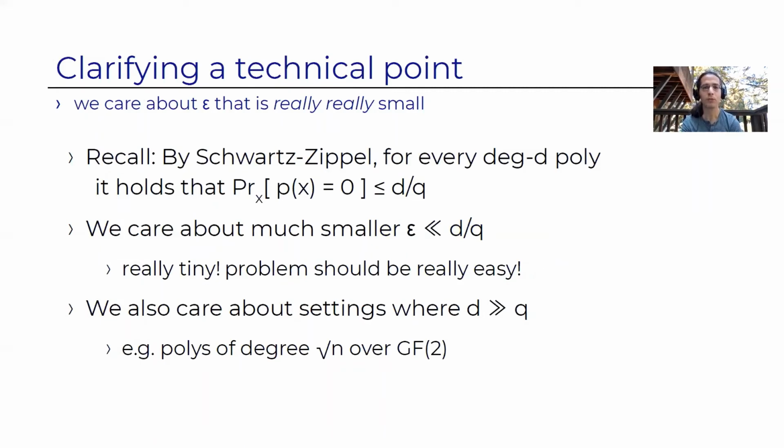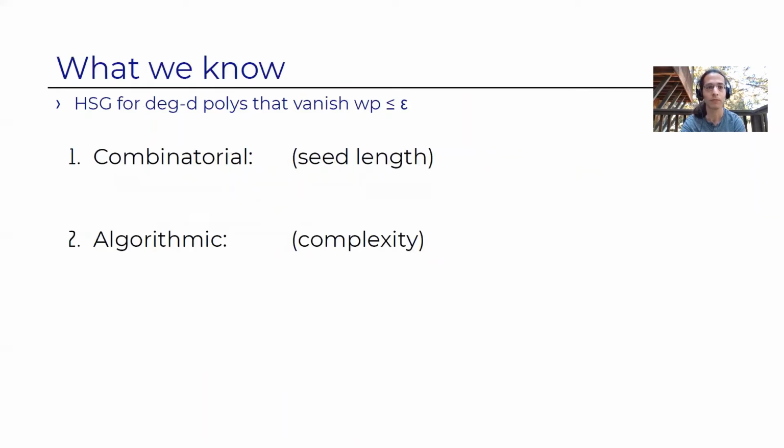And the second point is that we also care about settings in which the field is smaller than the degree. For example, we might care about polynomials of degree square root n over F2. And in such a case, the Schwartz-Zippel lemma does not guarantee us anything good about the vanishing probability. So really, what we have here with this tiny epsilon is a relaxation in a special case.